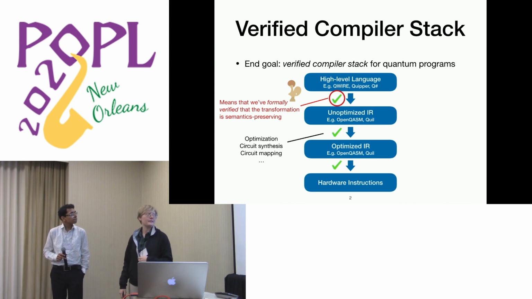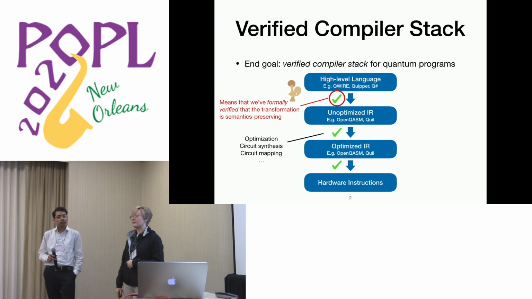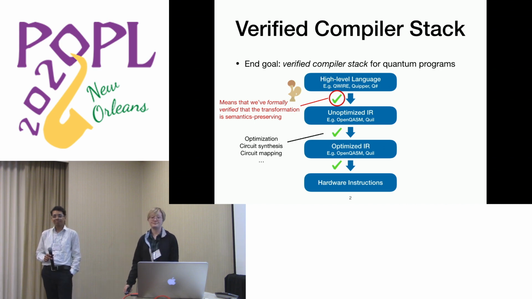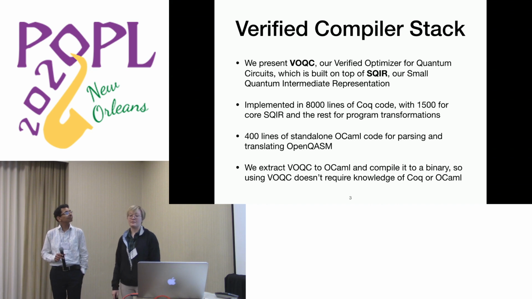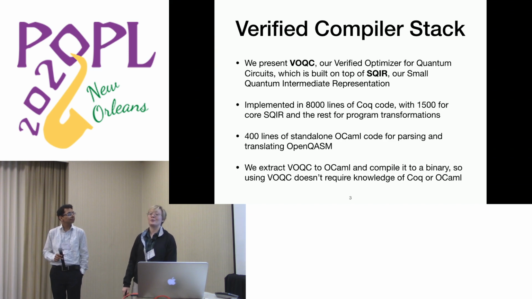And we're going to be doing this in Coq. Those of you who are familiar with CompCert, think of our goal as CompCert for quantum programs. So we're going to be talking about VOQC, which is a verified optimizer for quantum circuits. It's built on top of SQUIRE, which is our small quantum intermediate representation. As you can tell, we have a fondness for acronyms.